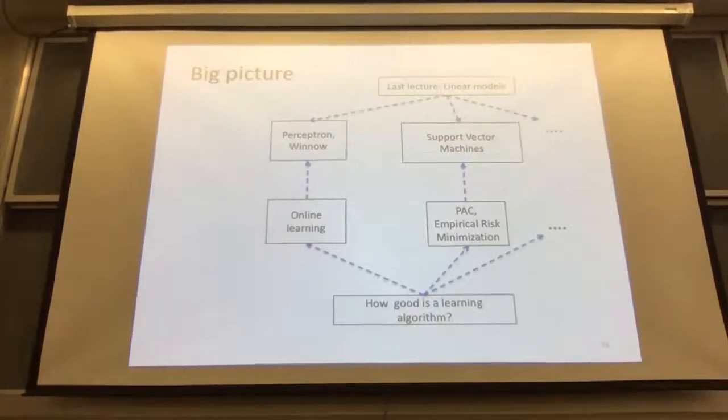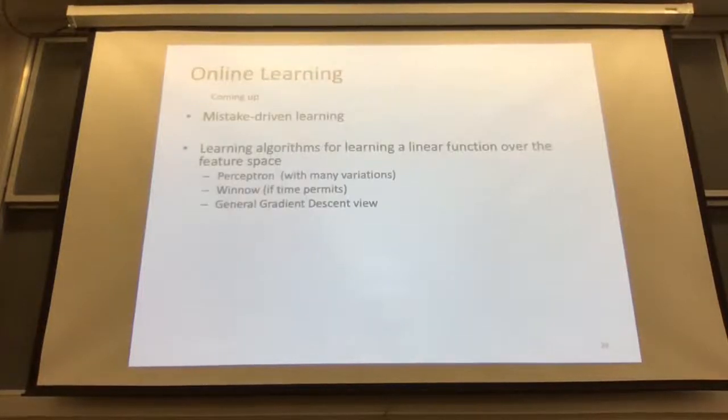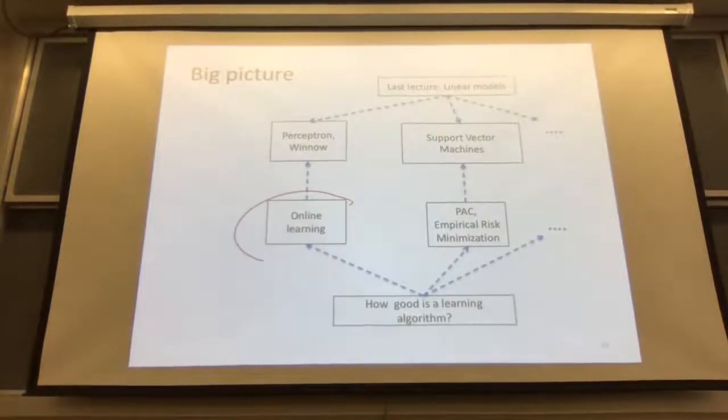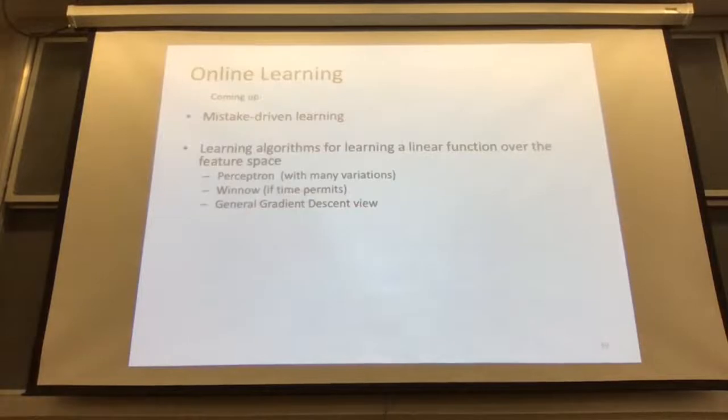Essentially, most of this class is going to be this interaction between how good is a learning algorithm and different hypothesis spaces, and by intersecting them, you get different named algorithms. So we are currently inside this one, and in next week's lecture we'll go to this one here, and together your homework 2 will be basically all of that. Okay, so let's go into online learning.